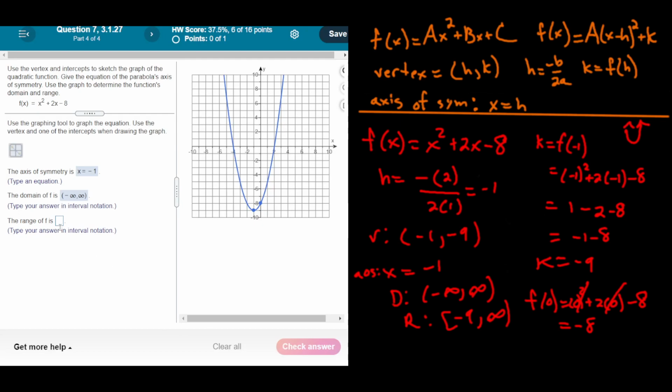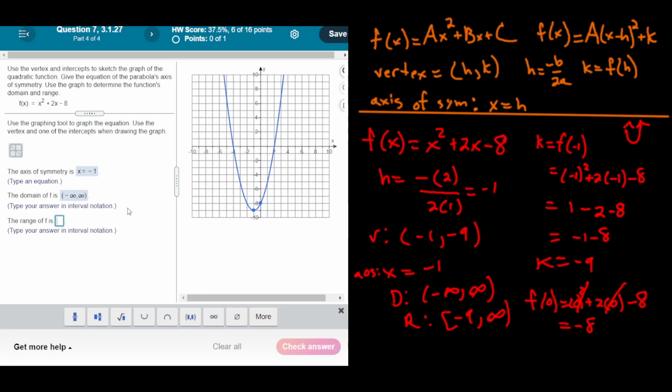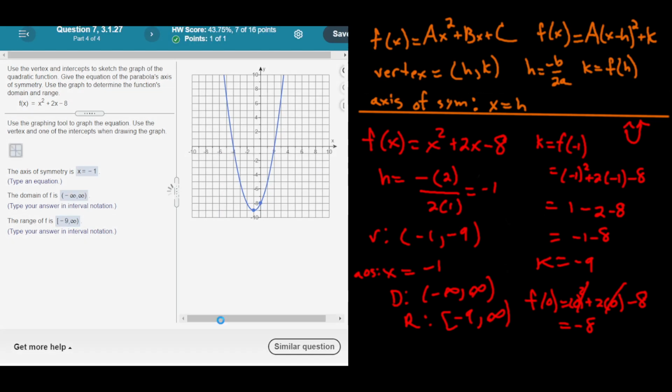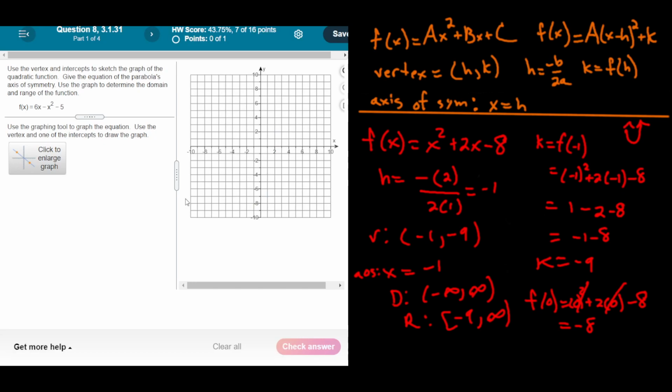Got it. Range is, this is a right side up parabola, so it's k to infinity. What is your k equal to? And with a bracket, what is your k equal to? Negative 9 all the way to infinity. Excellent. All right, we're good.